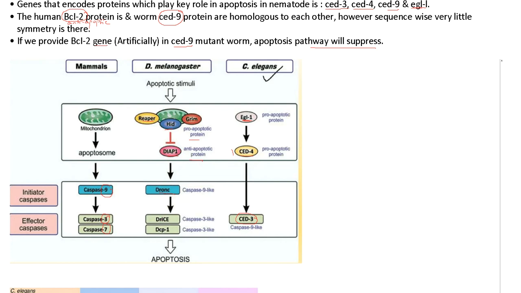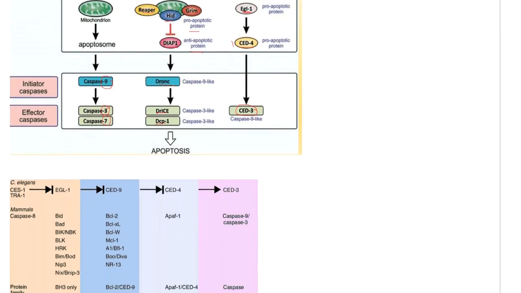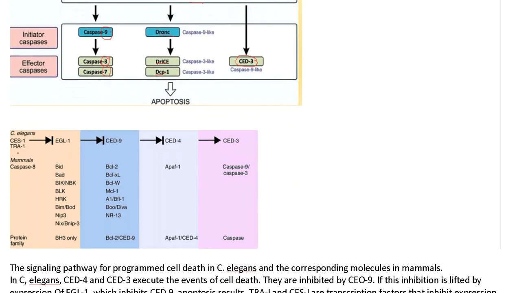Caspase 9 is what? An initiator caspase. Drice is caspase 3 like. DCP1 is caspase 3 like. So when we try to understand C. elegans, EGL1 is what? EGL1 is pro-apoptotic. CED9 is anti-apoptotic.